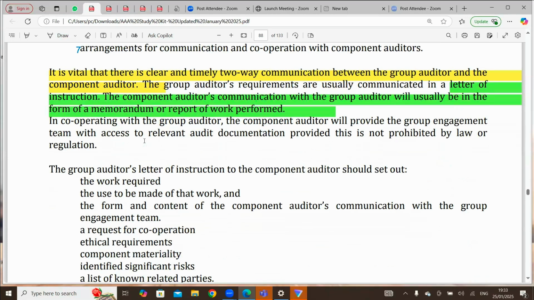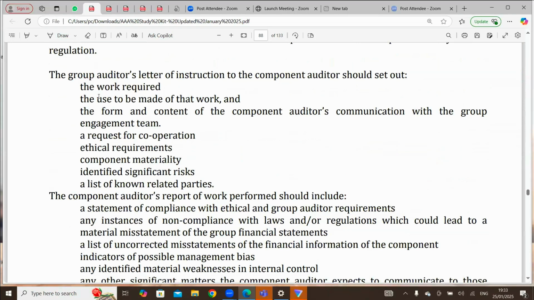They're just trying to say that in the spirit of doing your group audit, you have the right to request information as you may deem fit from your component auditor, as far as it is not prohibited in their country. So let's look at the content of the group auditor's letter of instruction.